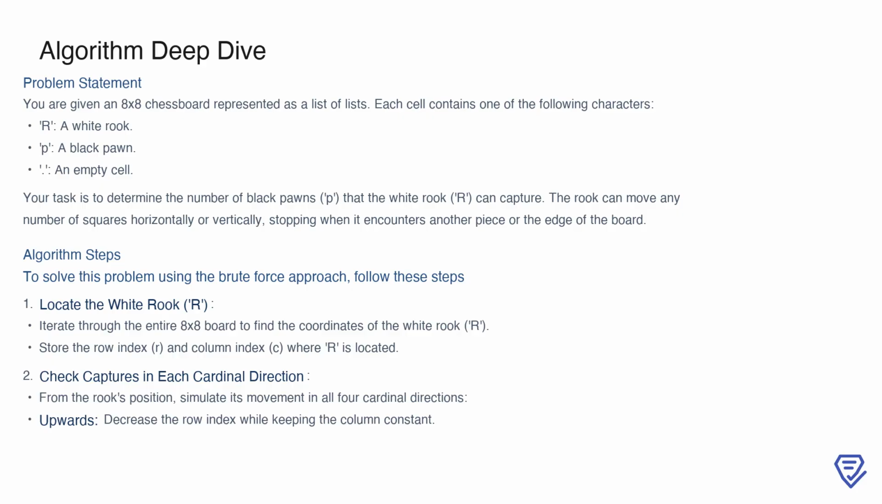By iterating through every cell in the 8x8 grid, we can identify the row and column where the rook is positioned. Once we have its coordinates, we simulate movement in the four cardinal directions: upwards, downwards, left, and right. Now, the goal is to check for any pawns that the rook can capture in these directions while stopping at obstacles or the edges of the board.